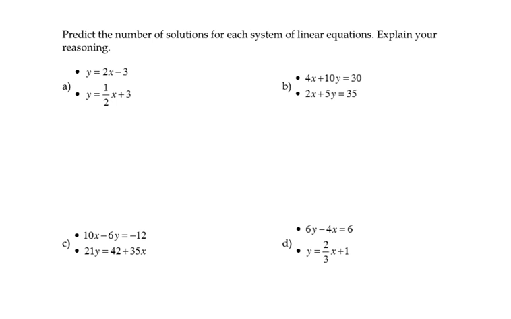The first equation was already in y equals mx plus b, so all we had to do was look at their slopes. So slopes are different, so you should have said one solution, and the reason why is they have different slopes. Don't even have to look at the y-intercept unless the slopes are the same. So different slopes.